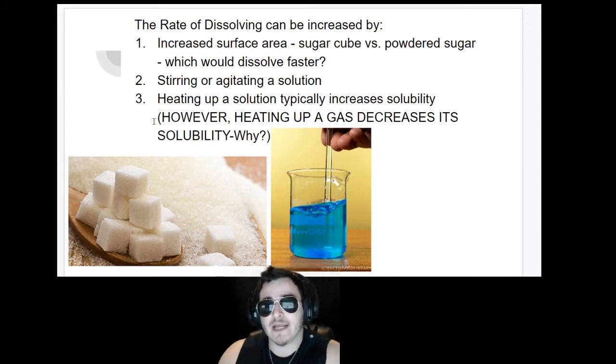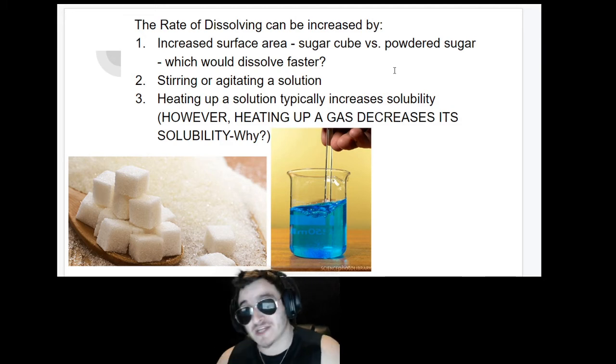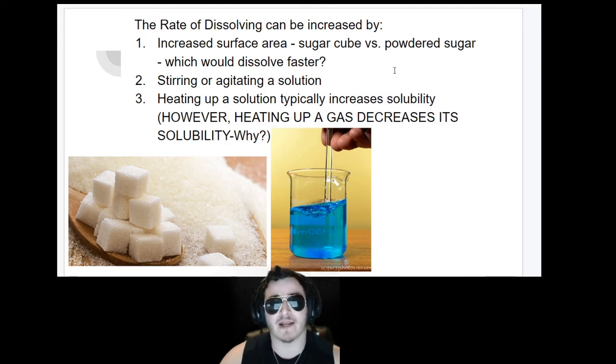And number three, you're heating up a solution. Heating up a solution typically increases the solubility. Not all examples, there are exceptions to everything, but typically it does. I would say 98, 99% of cases. However, when I heat up a gas, it decreases its solubility. Why?